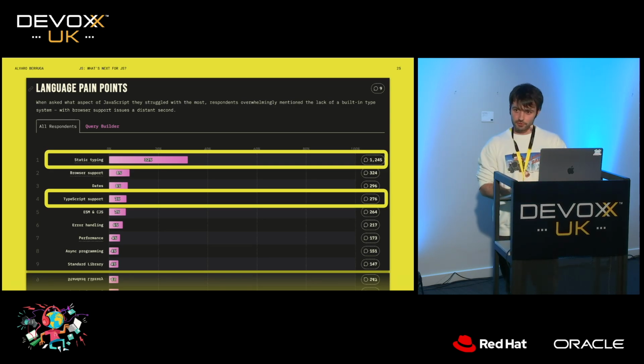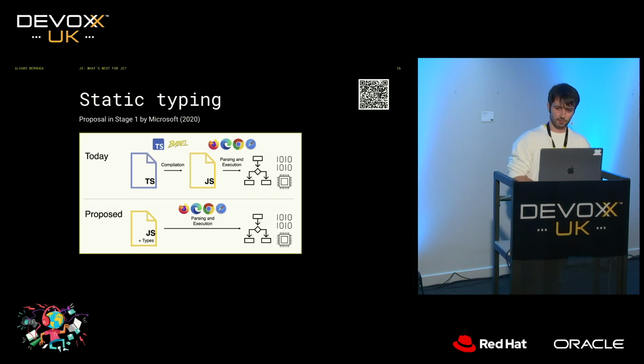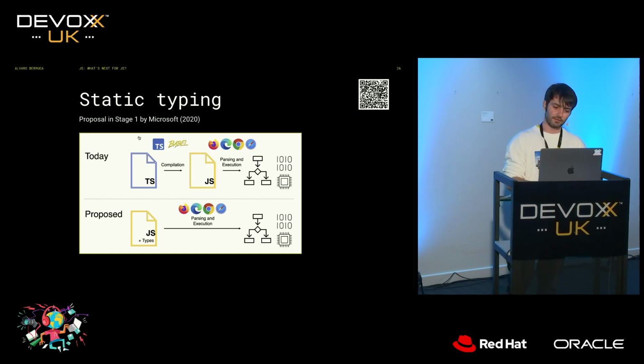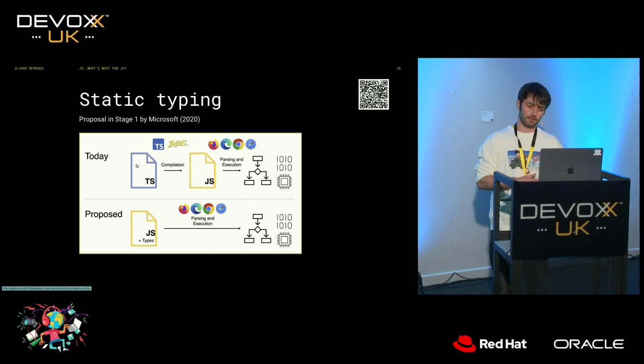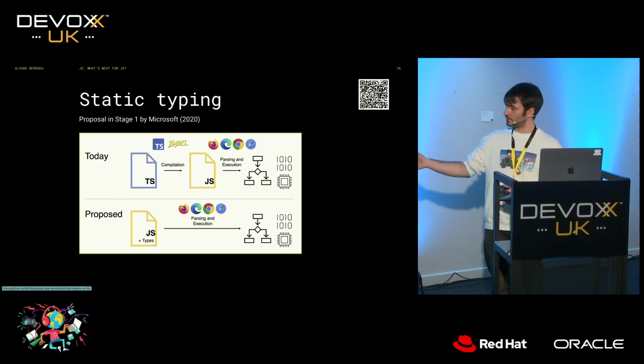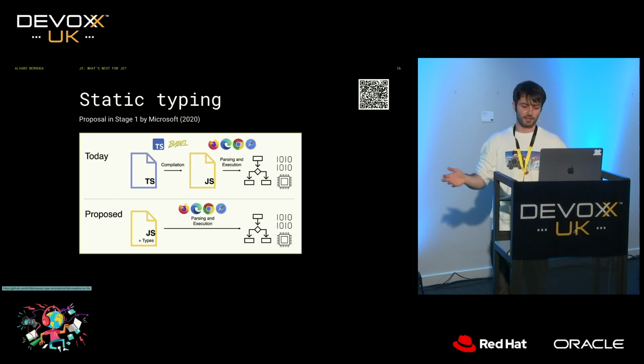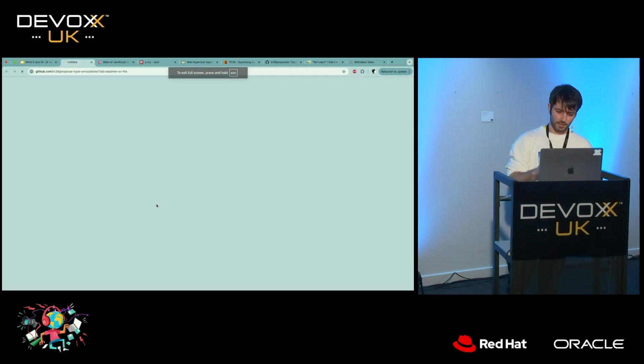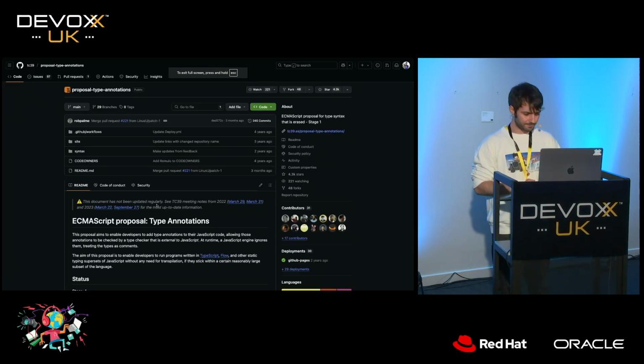So Microsoft in 2020 submitted a proposal for adding types to JavaScript, which is quite interesting. As of now, what we do is compile TypeScript code and transform it to JavaScript that the JavaScript engine can understand. The engine will parse it, execute it, and show it to the end user. The proposal is, instead of doing that, we are going to have just JavaScript and types that you can send to the browser, and then the browser should be able to run it.